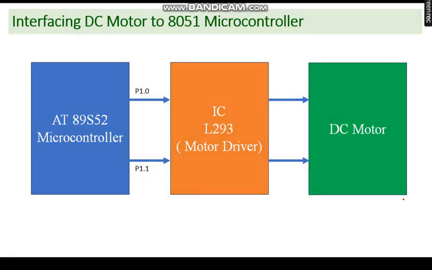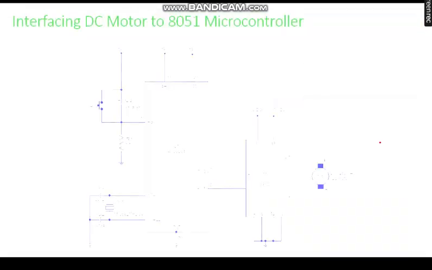This is the block diagram of interfacing a DC motor to the 8051 microcontroller. In this case I am connecting port pins P1.0 and P1.1 to the current driver IC, and this driver IC will control the rotation of the DC motor. Now we'll see the actual circuit diagram.